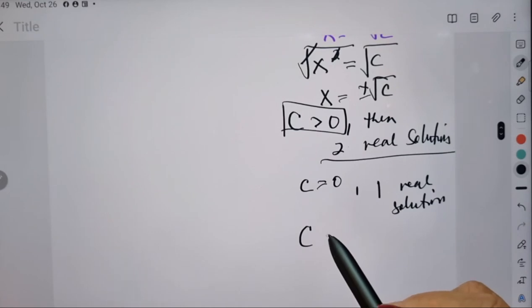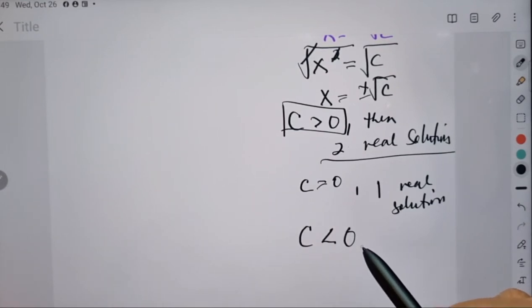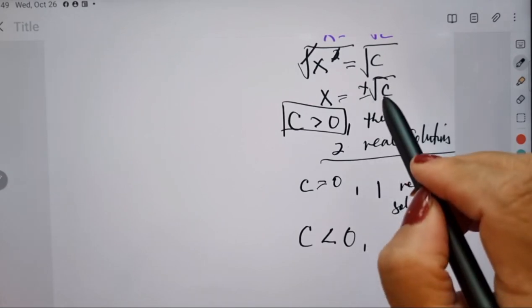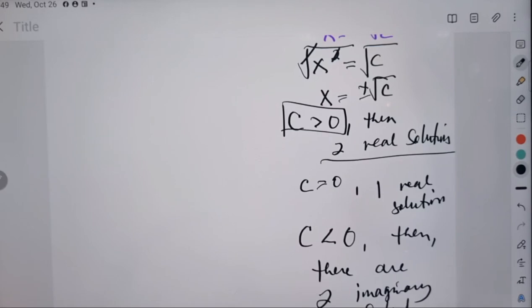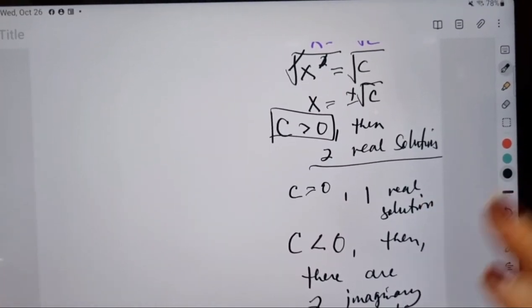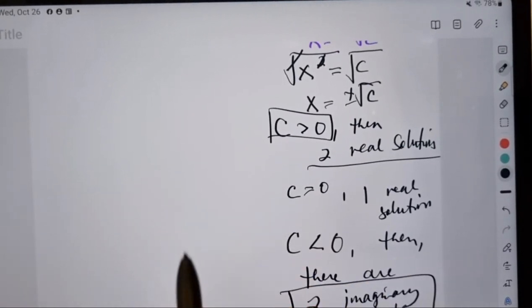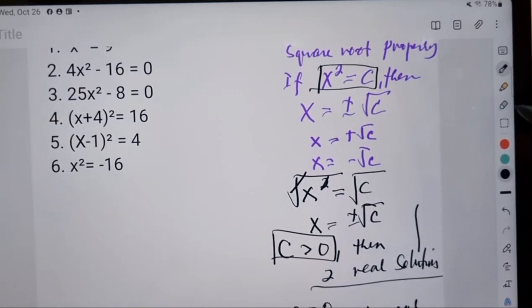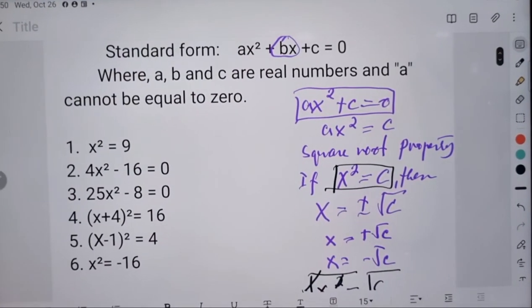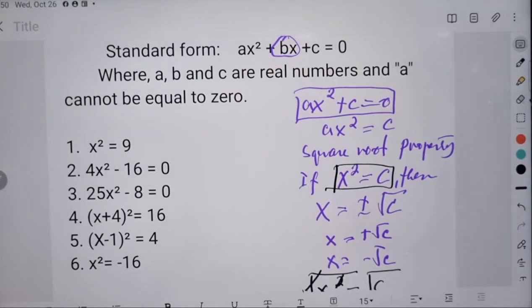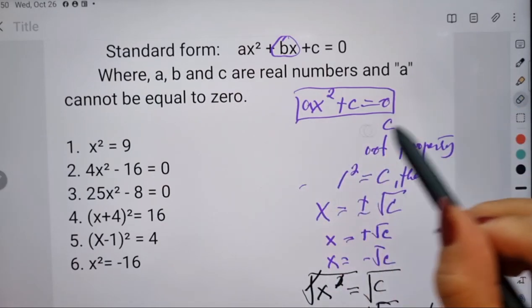Okay, but what happen if c is less than 0? If c is less than 0, it means negative. Di ba wala namang square root yung negative? Unless, i-convert natin siya ngayon sa imaginary number or imaginary solution. So dito, if c is less than 0, then there are two imaginary solutions. I'm going to show to you kung paano yung imaginary solutions na yan. Okay, later. So now what we are going to do is, we are going to apply this square root property to solve for the value of x or to solve for this quadratic equation. Okay, so erase natin ito.